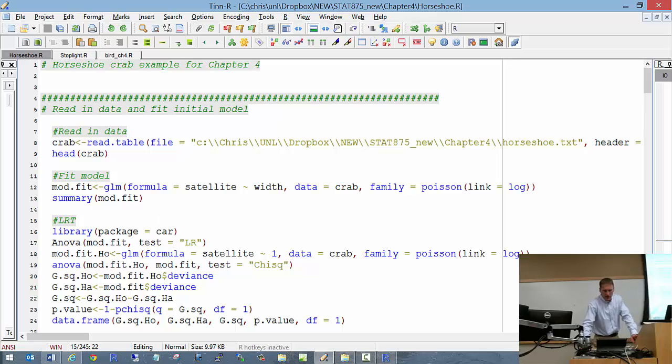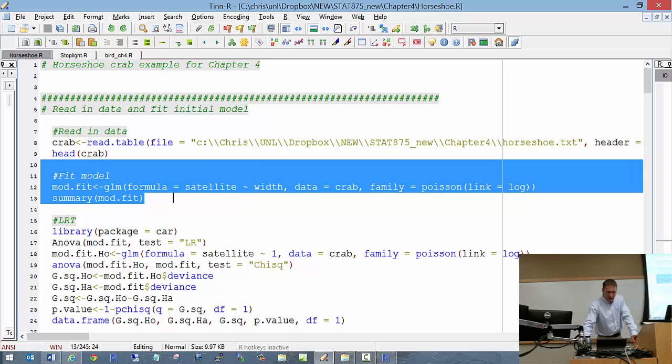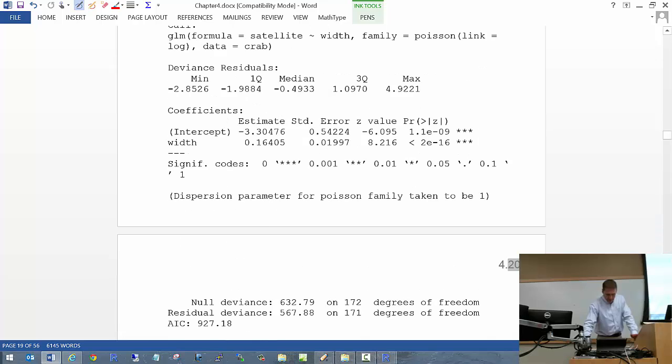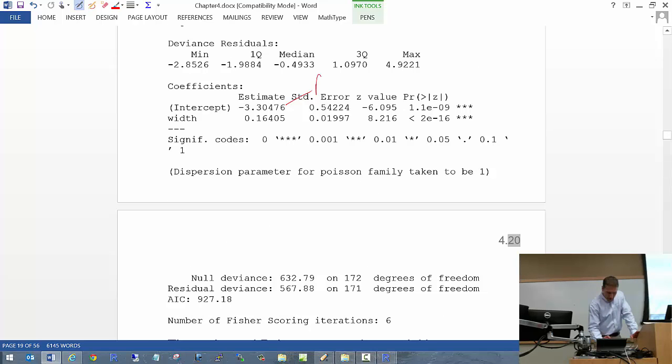So to estimate the model, again I use glm, response satellite, explanatory variable width, data is in crab, and here's the new family argument value, Poisson, link equal log. Put the results into mod.fit, and then I summarize it. Here's what we get. If you notice, the output looks very similar to what we've had in the past. So here, for example, is beta hat 0. Here is beta hat 1. Here is the square root of the estimated variance of beta hat 1.